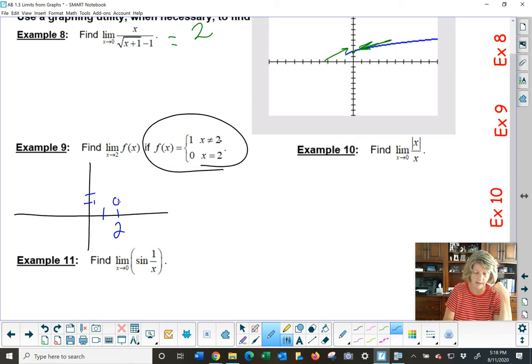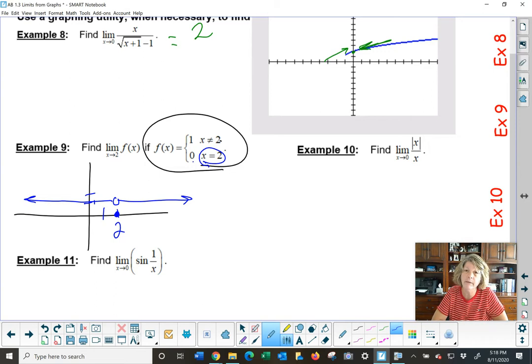So I'm going to put a hole there, horizontal line at the height of 1. Then this says when I am at 2, the answer comes out to be 0. That's going to be the dot, isn't it? That gives me an ordered pair of (2, 0). So I get that dot.